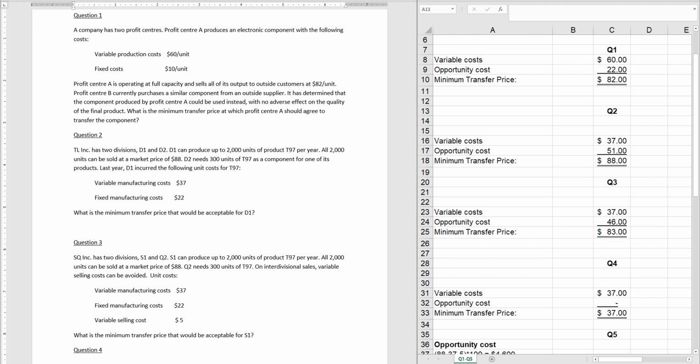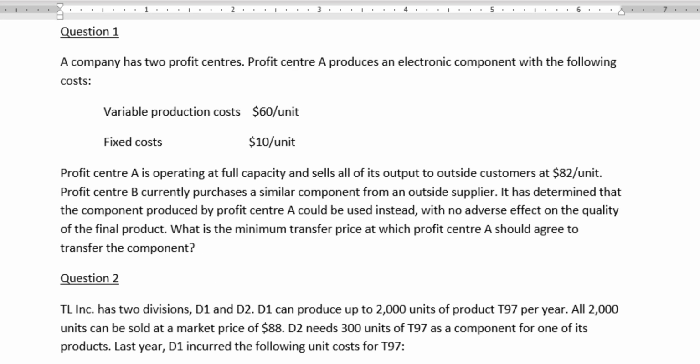We're going to be working through some very basic transfer pricing problems to reinforce the idea of how you compute the minimum transfer price. Question 1. A company has two profit centers. Profit center A produces an electronic component with the following variable costs and fixed costs. We've got variable production costs of $60 per unit and fixed costs of $10 per unit.